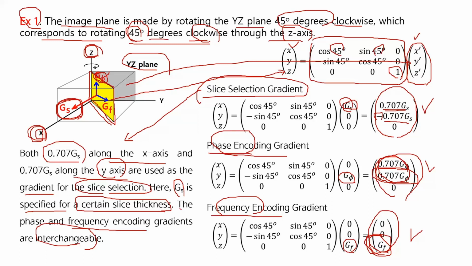So in the figure, this should be G phi, right? And this is GF, right? GF is in the z direction, so GF is in this direction. So using this kind of gradient fields, we can get the image plane in the yellow plane.